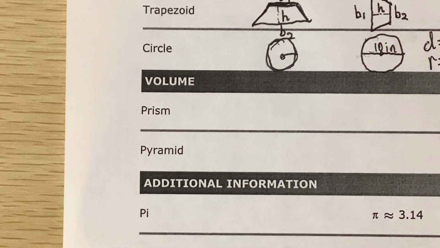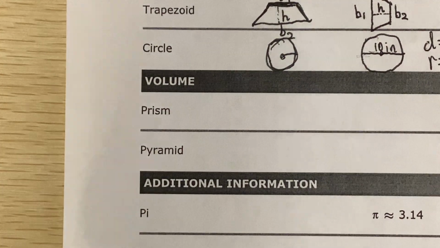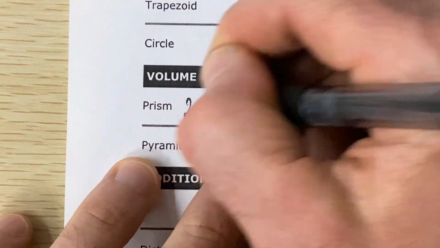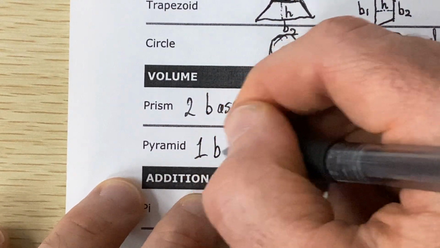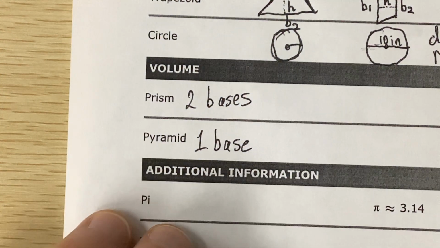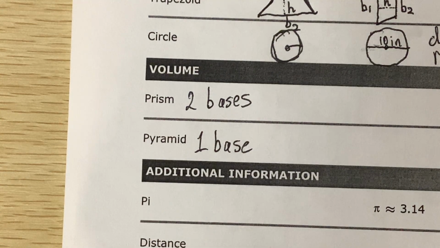What's the difference between a prism and a pyramid? You're right. The main way we're going to check is by its bases. The prism has 2 bases and the pyramid has 1. Okay, good. A prism has 2 bases and a pyramid has 1 base.